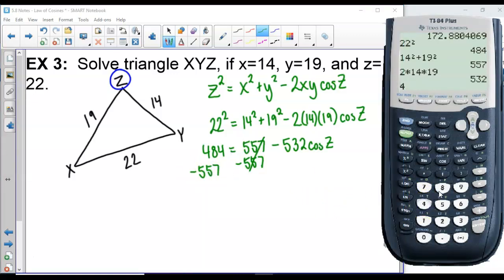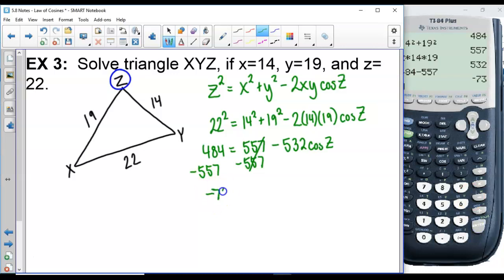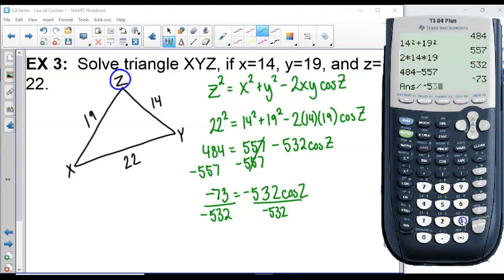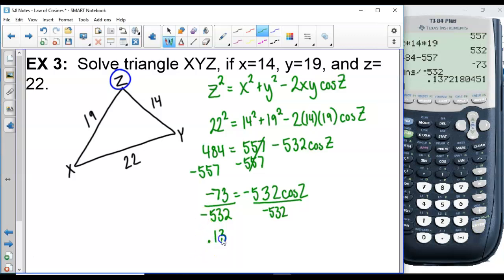So 484 minus 557. It's going to give you negative 73 equals negative 532 cosine z. We can divide by negative 532. So we divide by negative 532. We're going to get 0.137218 equals cosine of z.